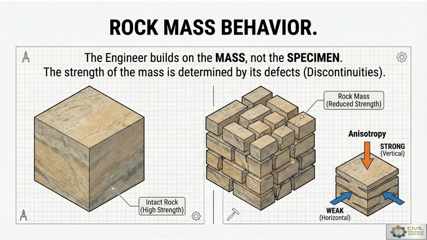Rock mass behavior. So we have to study the mass of the rock. An engineer builds on the mass, not the specimen. So we are constructors, or we are creators. We have to create huge structures, just like a dam. So we can't prepare any specimen. We prepare a structure. The strength of that structure or mass is determined by its defects or by its discontinuities.